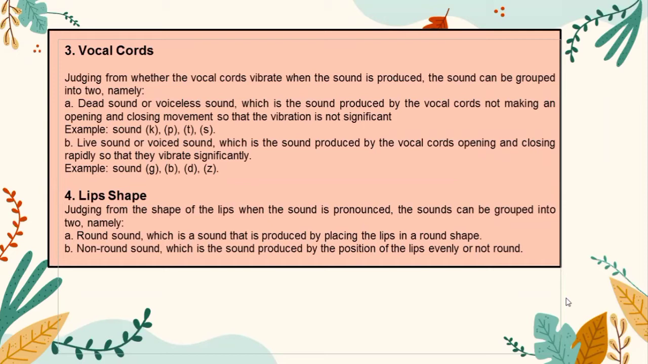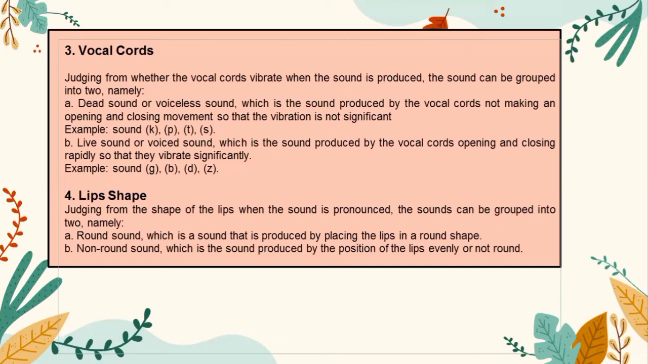And four is lip shape. Lip shape is judged from the shape of the lips when the sound is pronounced. The sounds can be grouped into two. A is round sound, which is the sound that is produced by placing the lips in a round shape. B is non-round sound, which is the sound produced by the position of the lips evenly or not.